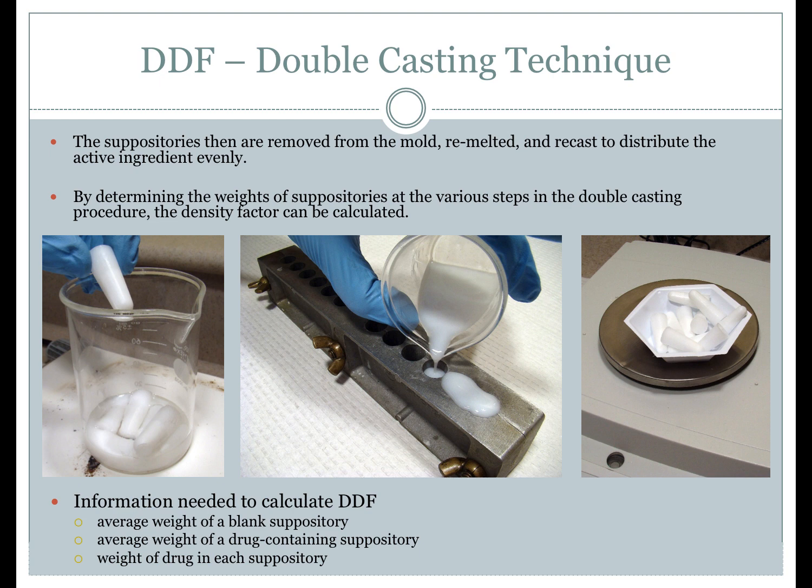Also, at this point, you have all of the information you need to calculate the DDF, which includes the average weight of a blank suppository, the average weight of a drug-containing suppository, and the amount of drug in each suppository. Calculating the DDF now will permit you to avoid having to use the double displacement method in the future. However, the calculations are best explained using a specific example, which will be discussed on the next slides.